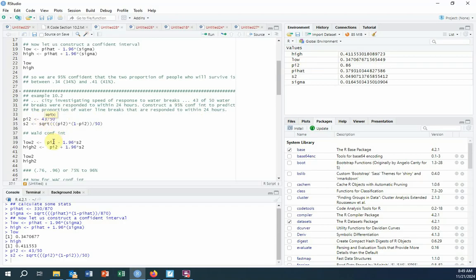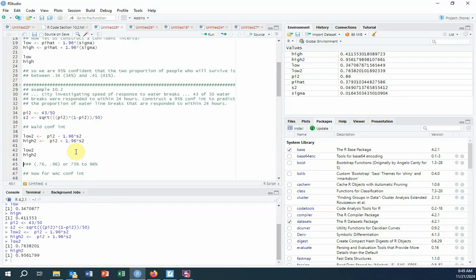What if I do a Wald confidence interval? Let's go ahead and get that. That's what this is, and you get about 76% to 96%.